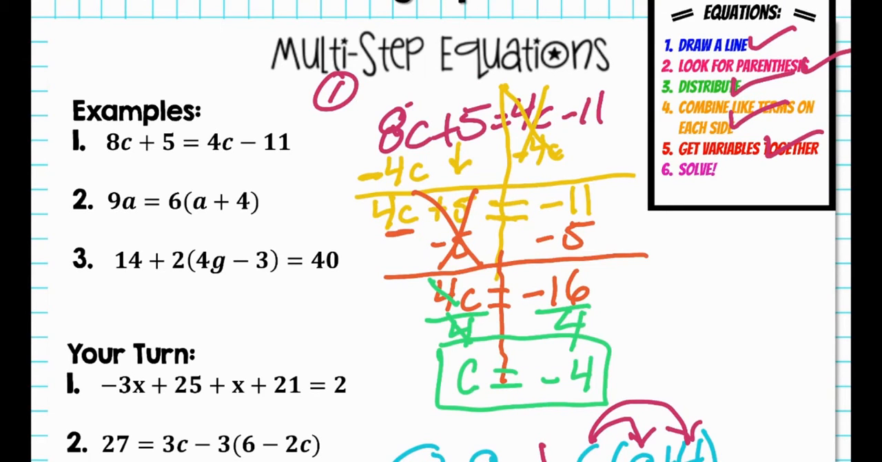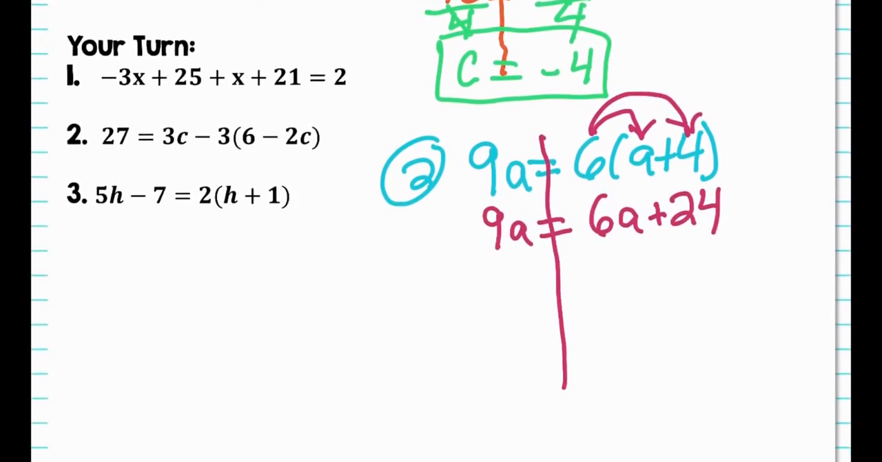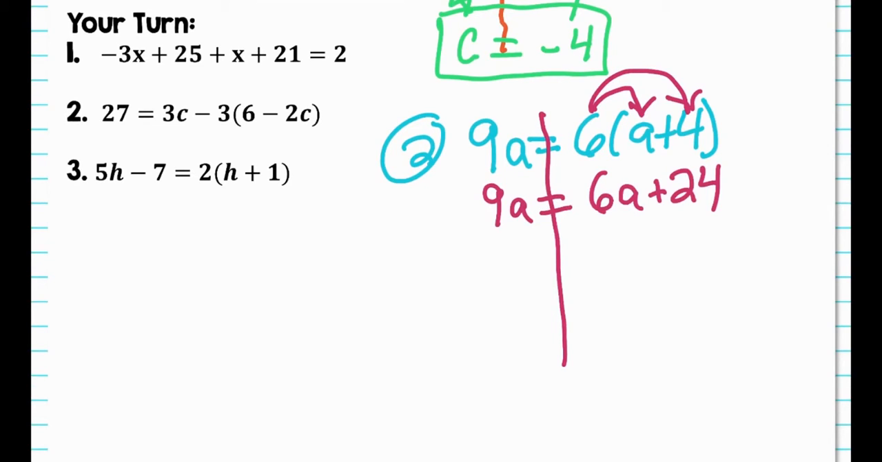So let's do that. Let's get our variables together. Just like we did before. Now remember, it's your choice which variable you want to take to which side. Again, I like to always move the smaller number towards the larger one. So I'm going to take the 6a over to the other side.